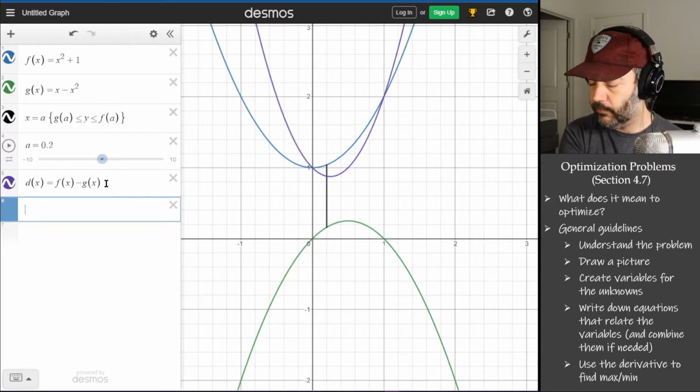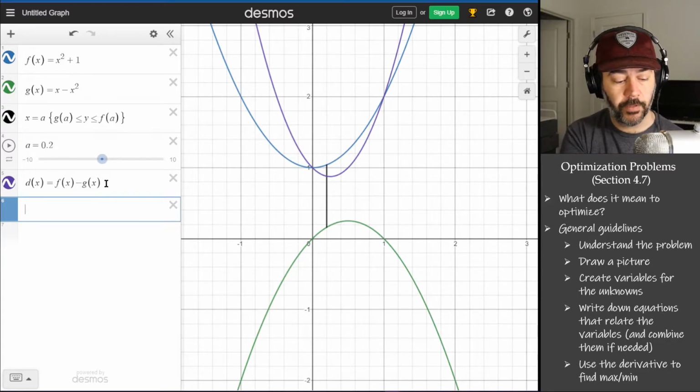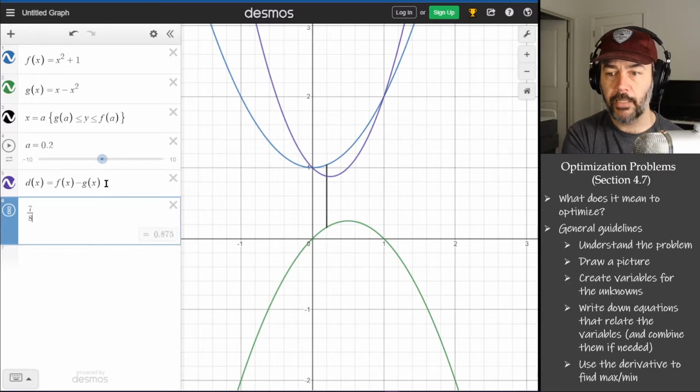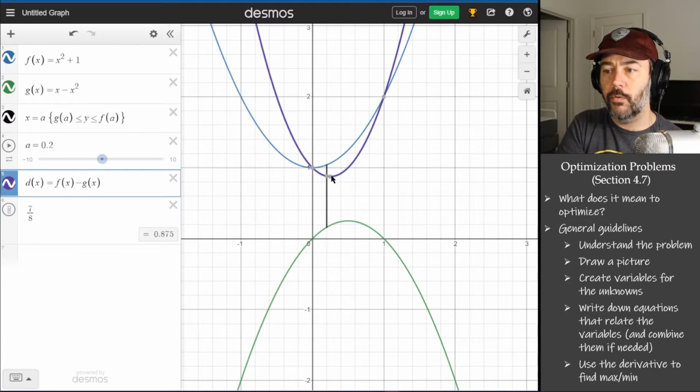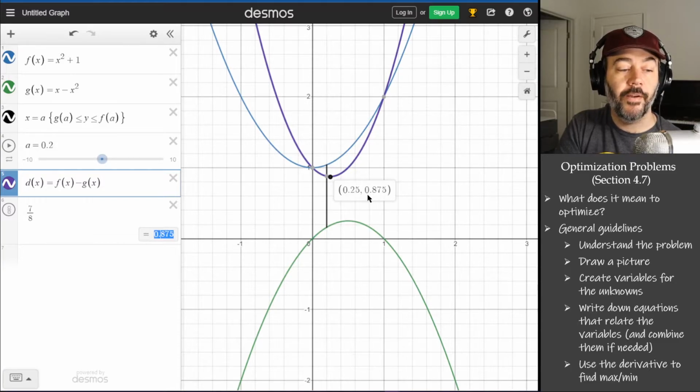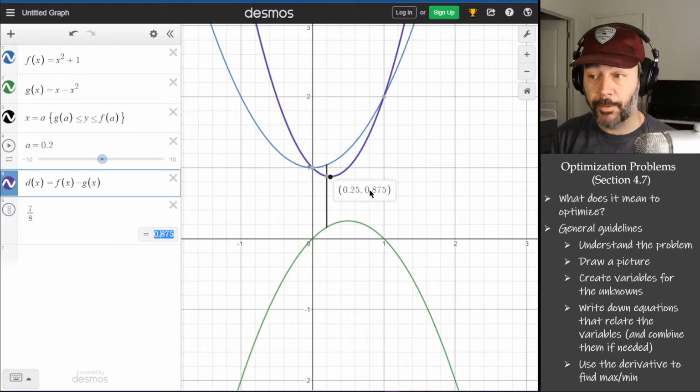We found that the minimum value was 7/8, so let's calculate 7/8. So our answer was 7/8, which is 0.875. And the minimum distance on the distance graph is 0.875. So we have just checked graphically that we have found the correct minimum.